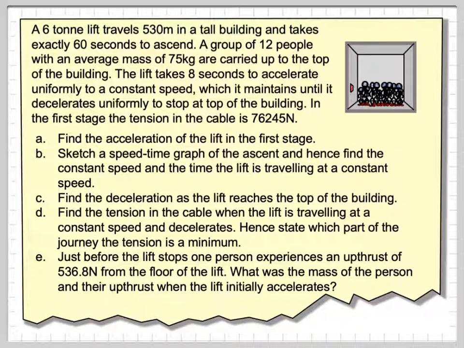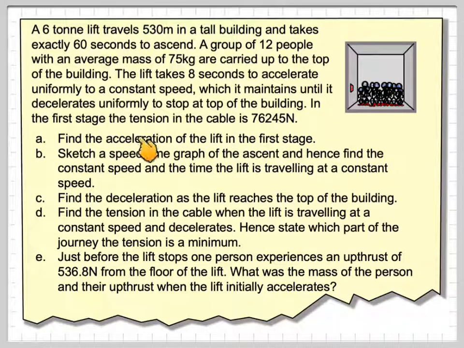Okay, in this video we're going to look at a lift going up a tall building. It says a 6-ton lift travels 530 meters in a tall building and takes exactly 60 seconds to ascend. A group of 12 people with an average mass of 75 kilograms are carried up to the top of the building. The lift takes 8 seconds to accelerate uniformly to a constant speed, which it maintains until it decelerates uniformly to stop at the top of the building.